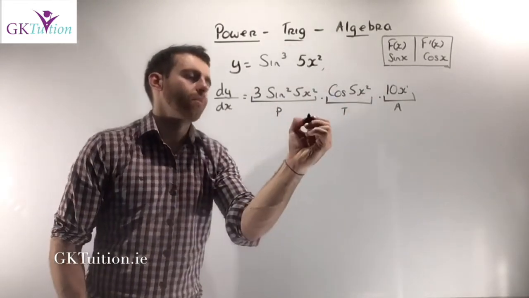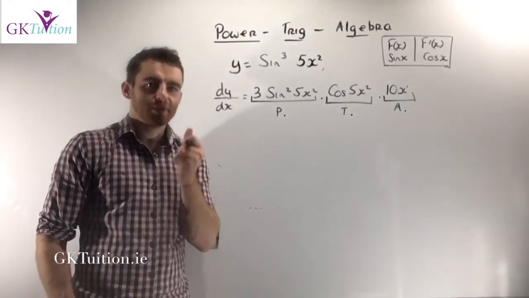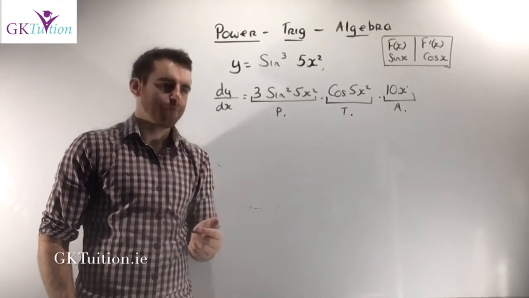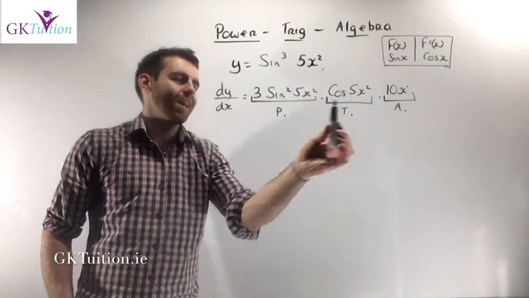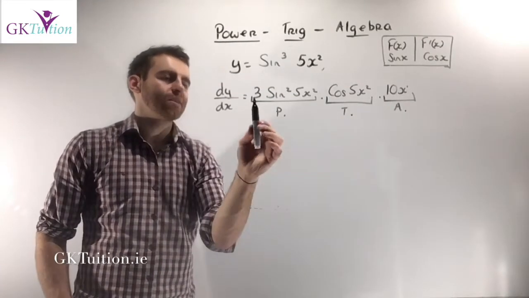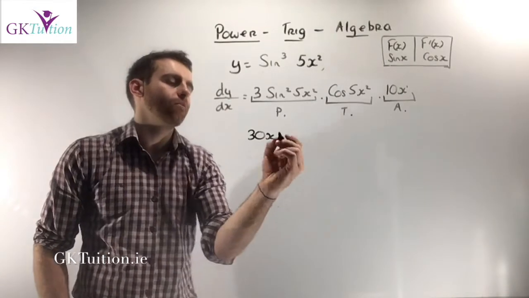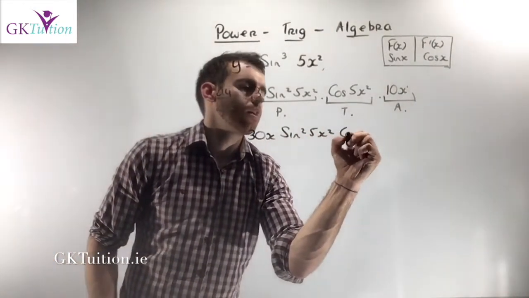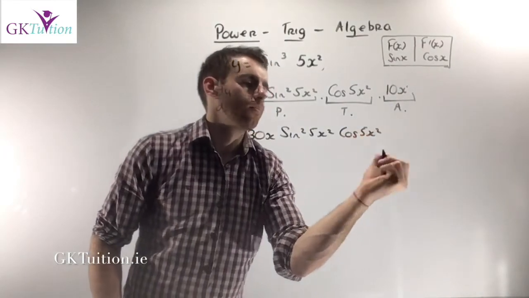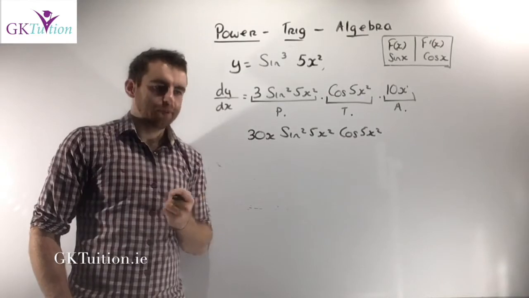So that's why I always tell my students that this is PTA. Deal with the power, deal with the trig, and then deal with the algebra. Obviously, I could tidy this one up a little bit. I could multiply the 10x here by 3. 10x by 3 is 30x. So my final answer simplified would be 30x sine squared 5x squared cos 5x squared. That's the derivative of sine cubed 5x squared simplified fully.